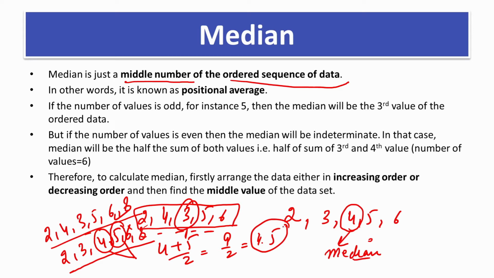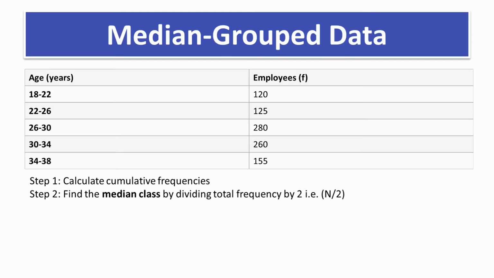Therefore, to calculate the median, you need to arrange the data in either ascending or descending order, and then find the middle value of the data set. Again, this was the case of ungrouped data. When you need to calculate the median for grouped data, you just need to calculate the cumulative frequencies first of all. For example, what is the cumulative frequency? 120. In the next case, you add these up and the value comes out to be 245.